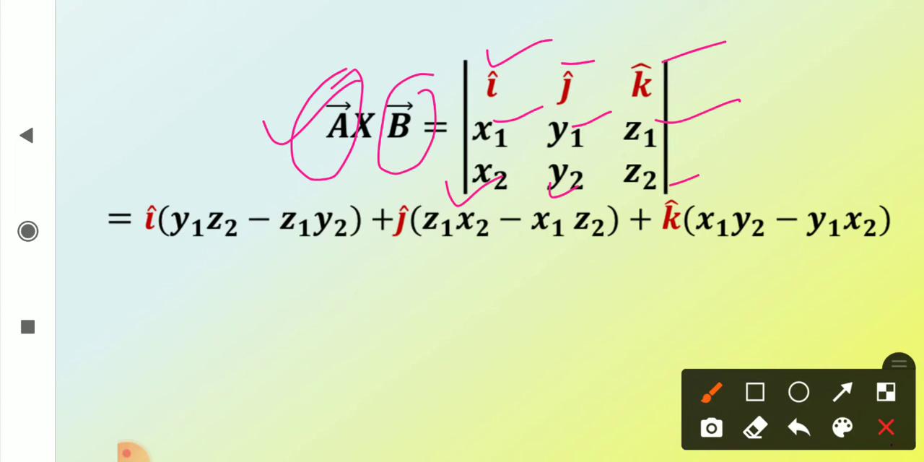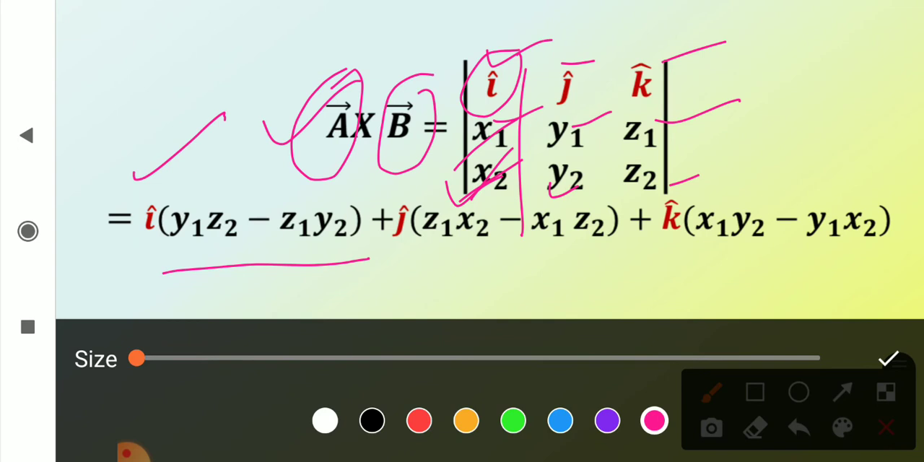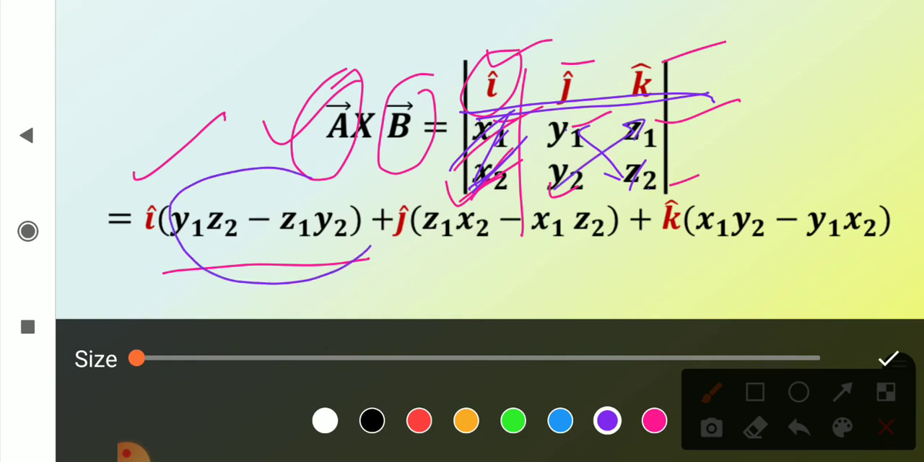So this is equal to, first you choose this I cap. So I cap, now inside the bracket, just leave this column. Now we will not look at this column at all, and we will not look at this row either. So now you get y1 z2 minus y2 z1.